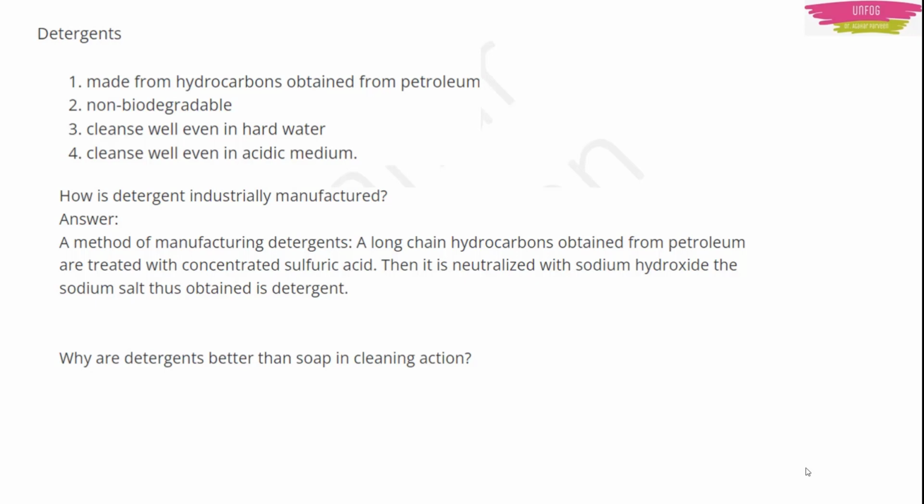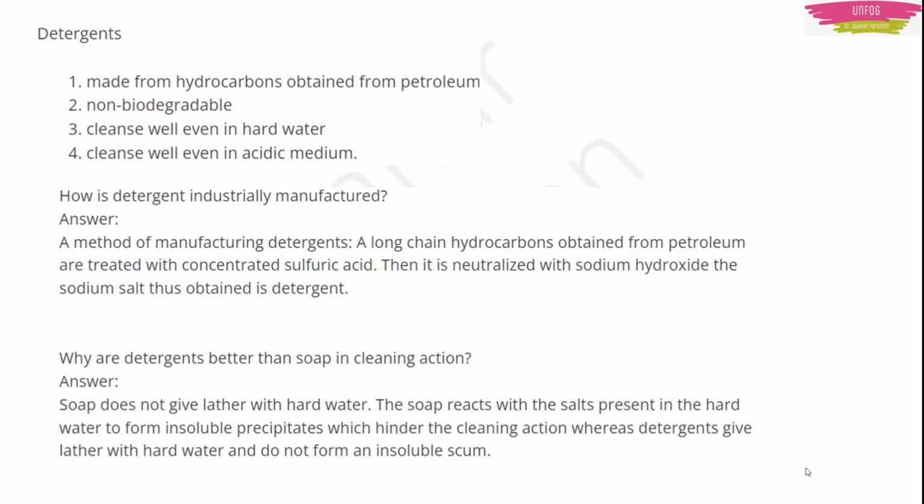Why are detergents better than soap in cleaning action? That's the reason why all of us nowadays use detergent powders, right? I don't find any person nowadays using soaps and washing clothes. So what are the reasons they are asking?